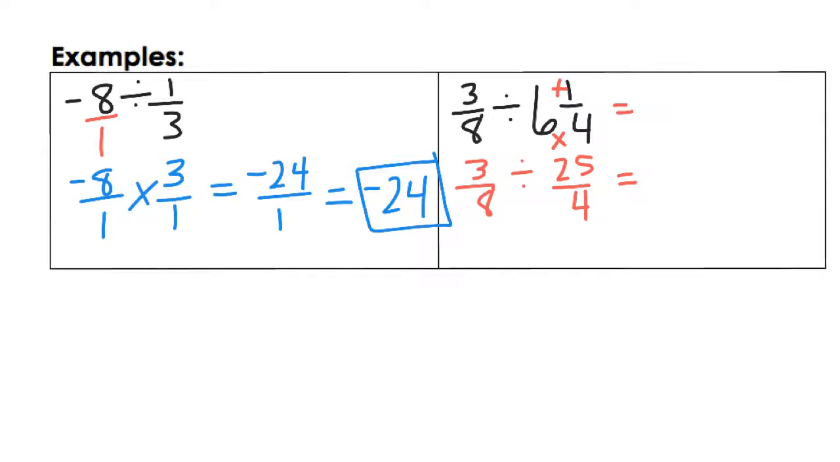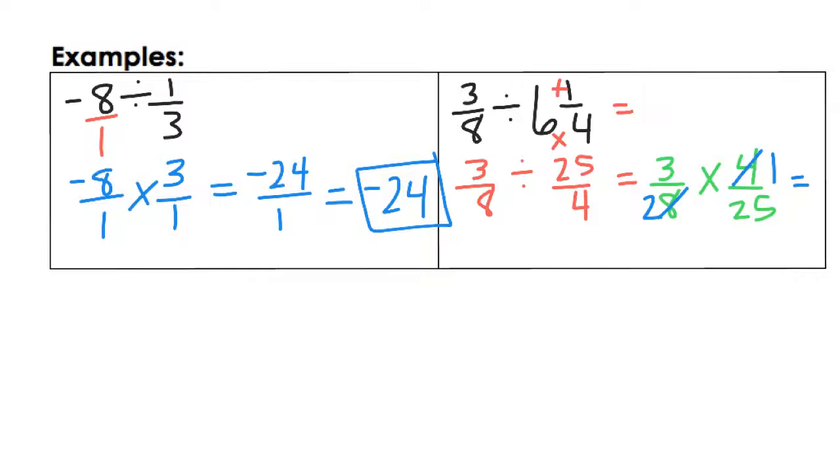Now I'm going to use the keep, change, flip rule. I keep the first fraction the same, change the division sign to multiplication, flip the second fraction. Now that it's a multiplication problem, I can cross cancel. So I can see that 4 will go evenly into 8 and 4. 4 divided by 4 is 1, 8 divided by 4 is 2.